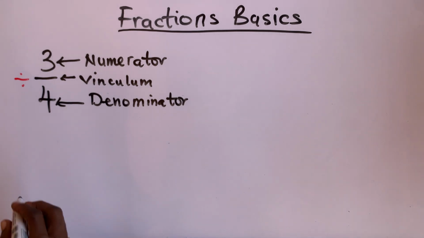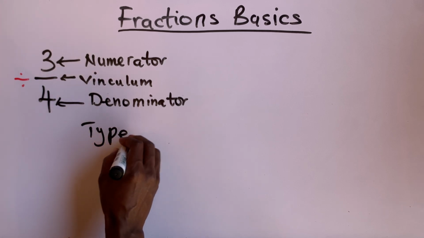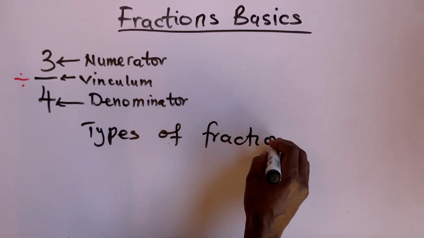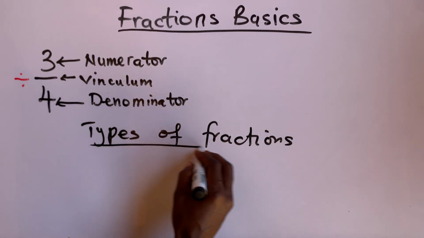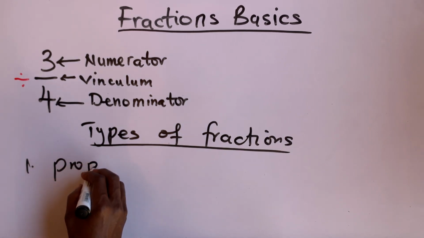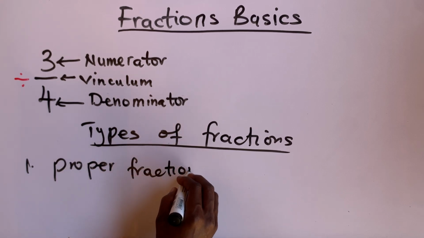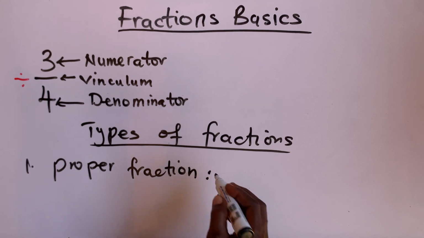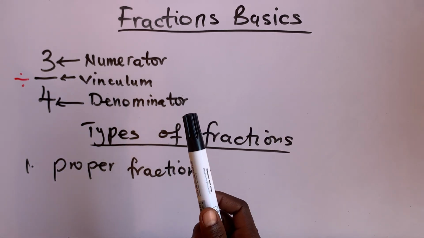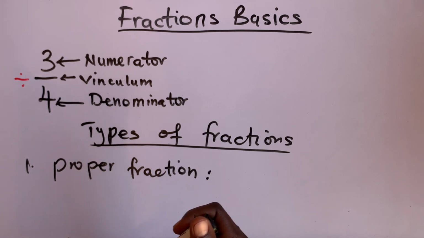We have what we call the types of fractions. We have the first one, proper fractions. Well, proper fractions are fractions whereby the numerator is smaller than the denominator.